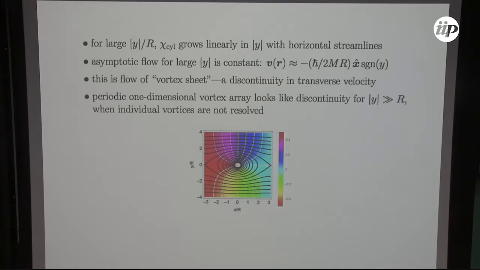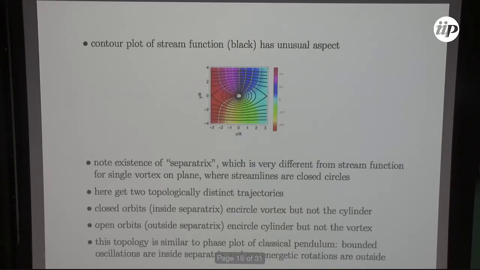For a large y, chi grows linearly, but the gradient gives you a uniform flow, which is antisymmetric. And what it says is if you take a row of vortices and you're far away, you can't resolve the individual vortices. What it looks like is what's called a vortex sheet, a discontinuity. And a discontinuity is officially unstable in classical hydrodynamics, but the vortices, at least in practice, keep it stable.